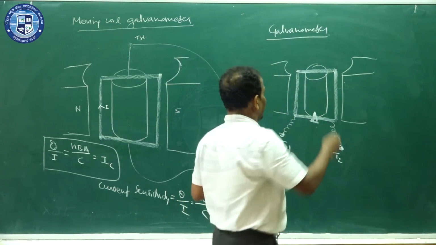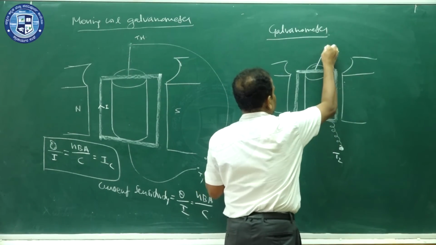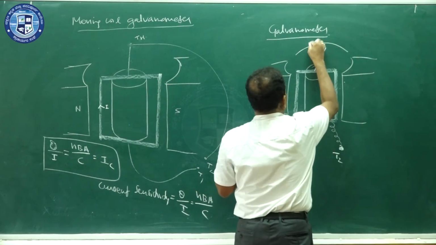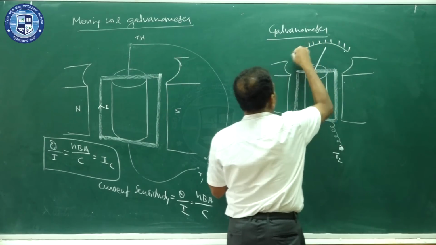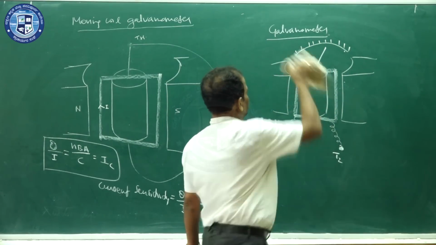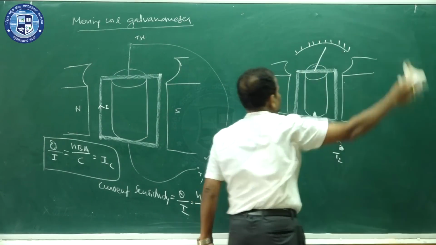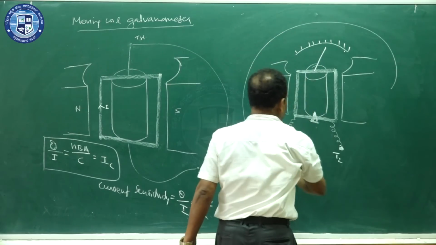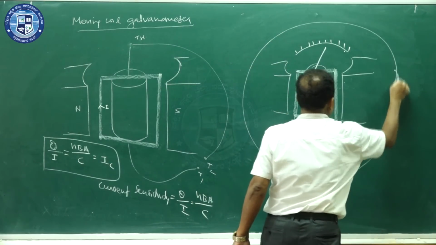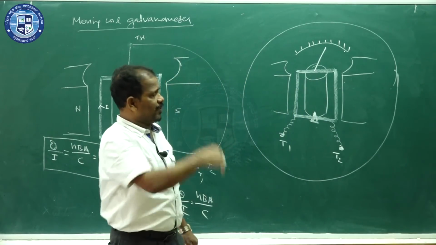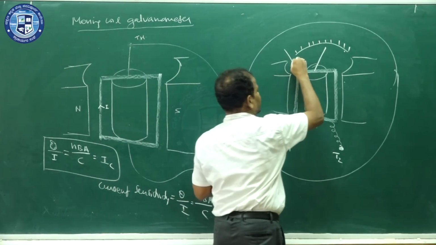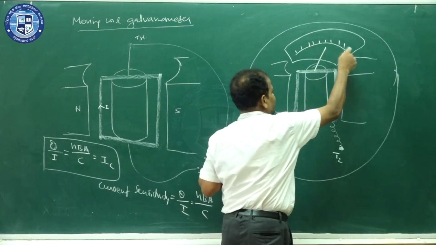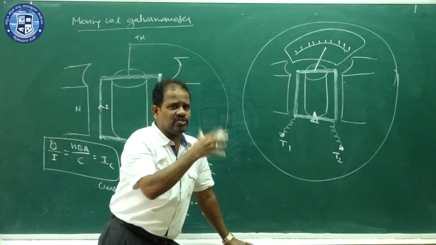So there is a needle fixed on the coil, which moves over the scale. Everything is made very compact and put on a wooden board. Only this much is seen, that is the glass, the needle part and the scale. The other parts are not seen.